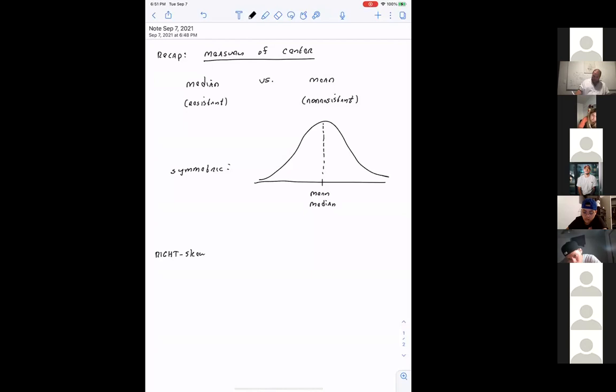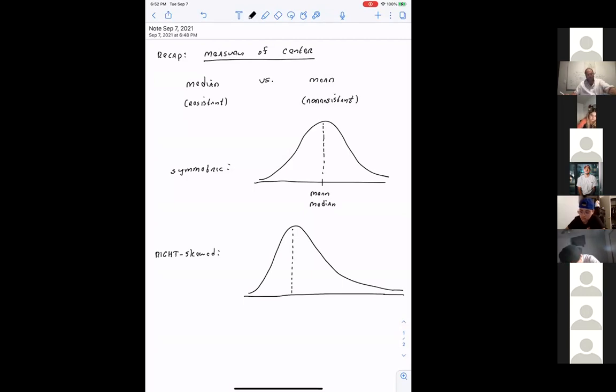The next question is, what if it's right skewed? What if my distribution looks more like this, where we have a nice long tail on one side? If you look at it from the balance point perspective, instead of the balance point being at the peak like it was before, which way would the balance point shift? Would it shift to the left? Would it stay in the middle? Or would it shift to the right?